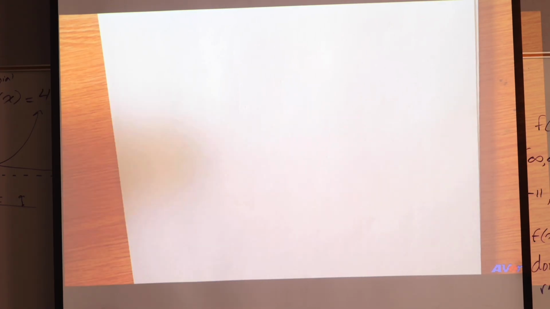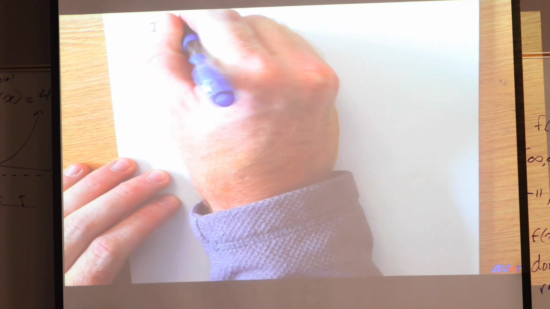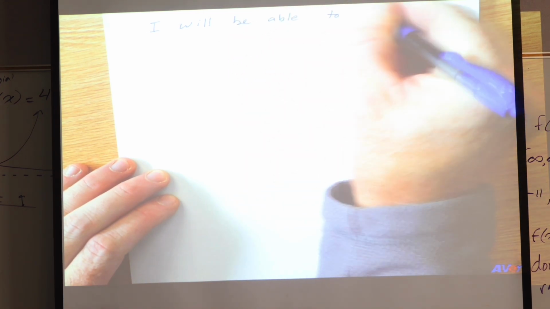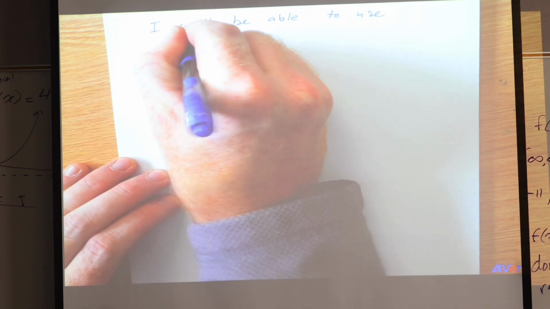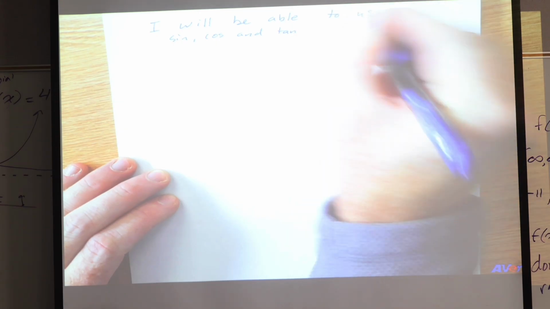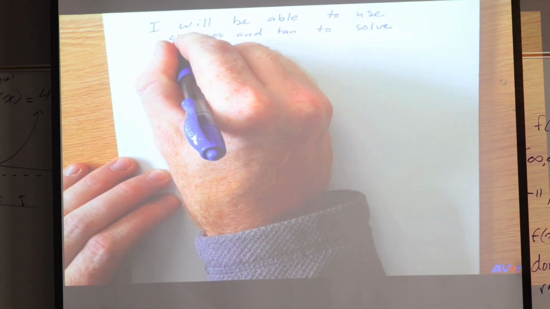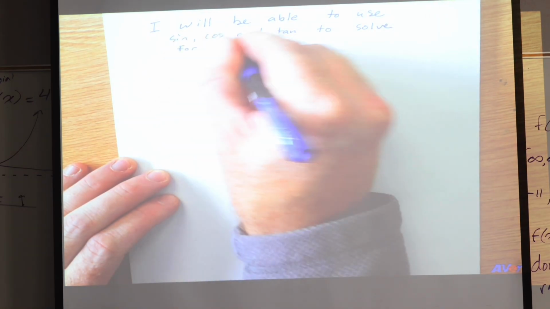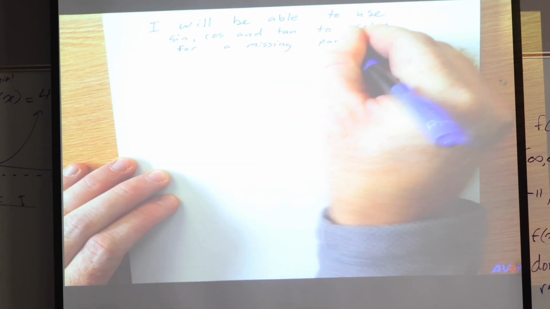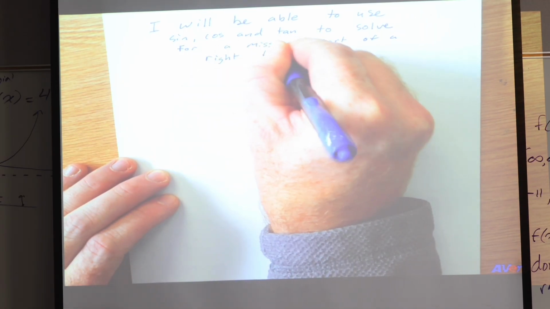So for our learning target today, I will be able to use sine, cosine, and tangent to solve for a missing part of a right triangle.